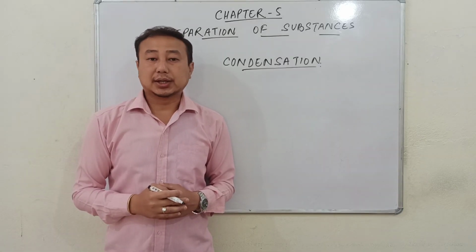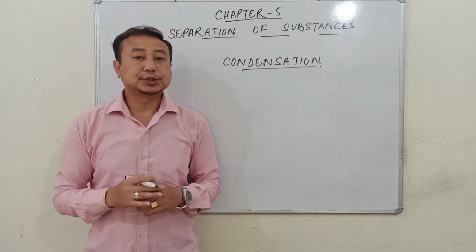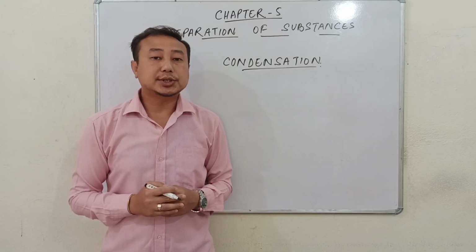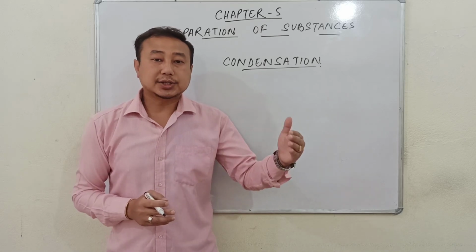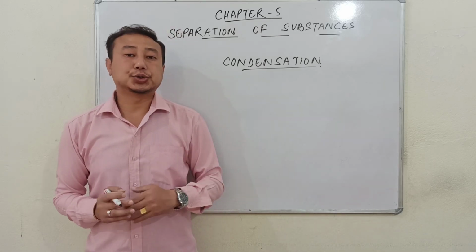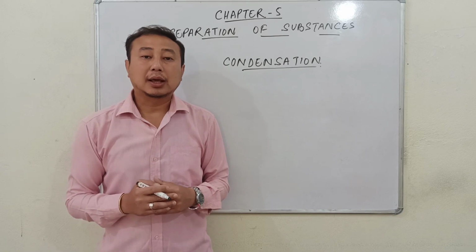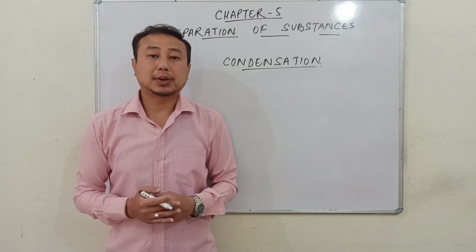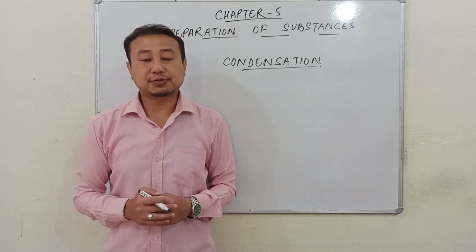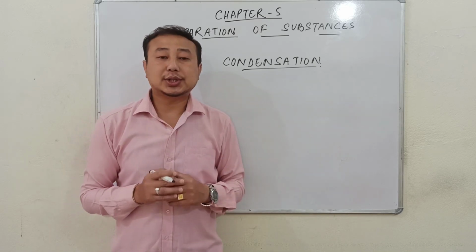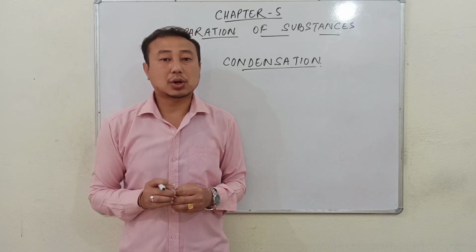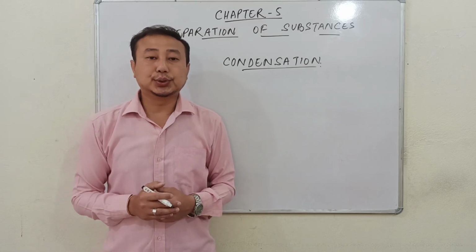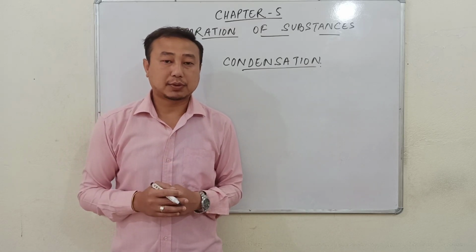Now let us come to the next separation technique. The next separation technique is known as condensation. The process of condensation is just the opposite of evaporation. The condensation process is the one in which the gaseous form of a substance is converted into the liquid form. For example, the conversion of steam into water. So in this, the steam is in the gaseous form while the water is in the liquid form. The process of condensation takes place by reducing the temperature of the substance which is in the gaseous form. So this technique is also used to separate the different components of a mixture.